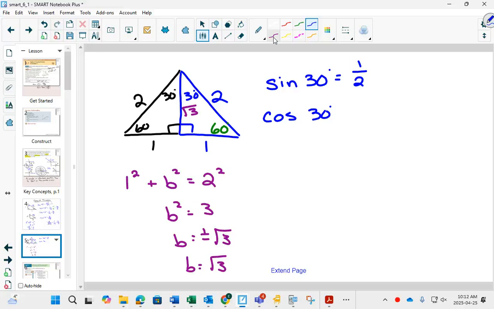How do you figure out cos? Adjacent side? Square root of 3. Hypotenuse? 2. If you type the square root of 3 divided by 2 on your calculator, you'll get that same number. What is it, 0.866? Something like that.